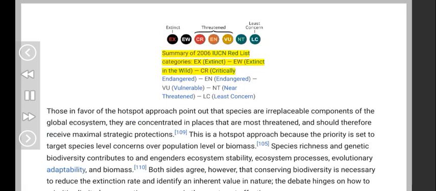Summary of 2006 IUCN Red List categories. X, extinct. EW, extinct in the wild. CR, critically endangered. EN, endangered. VU, vulnerable. NT, near threatened. LC, least concern.